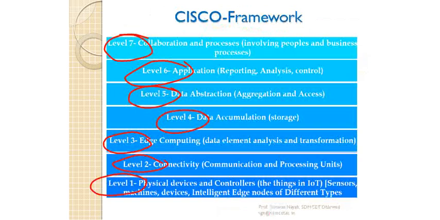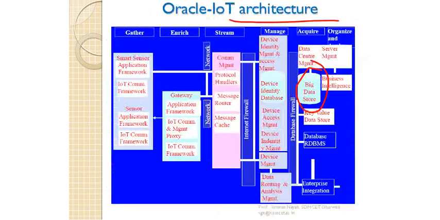Then very importantly, the Cisco framework in the form of layers, which we also refer to as, can you recall, tiers. So there are 7 tiers or 7 layers, which again represent the same thing we have seen in the case of the earlier frameworks. So this is the Oracle, which I have already explained: gather, enrich, stream, manage, acquire, organize and analyze.